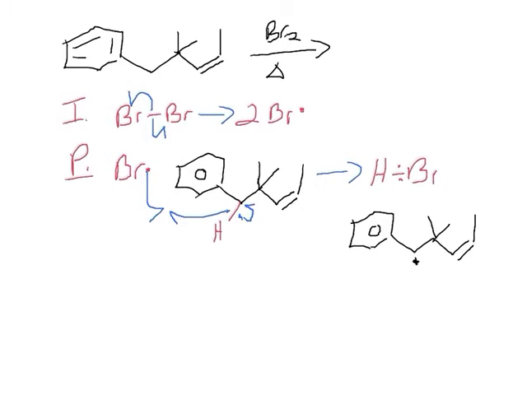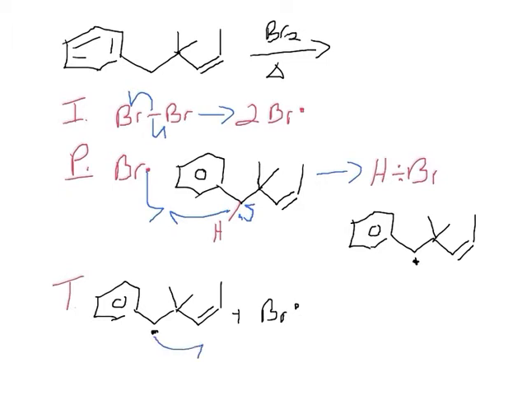Right? So now what do we need to add there? We've made 2 Br dots. Where are we going to put that Br dot? Well, there's a radical, so what's the final type of reaction? We can do a termination step. That's where 2 radicals meet up. When 2 radicals meet up, they stop the reaction. So in this case, we take Br dot, they'd come together, 2 electrons in a bond.